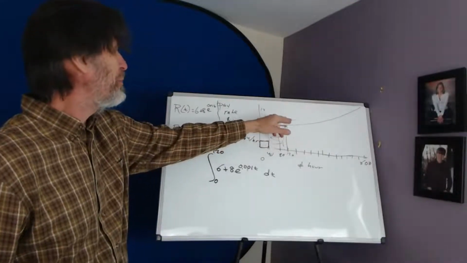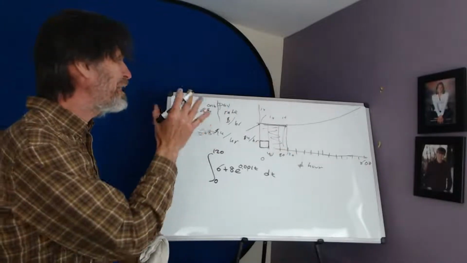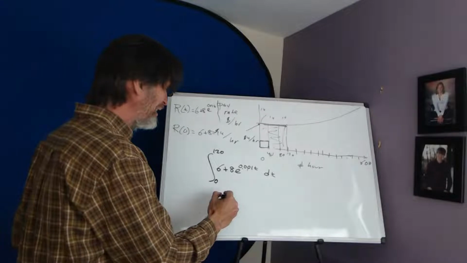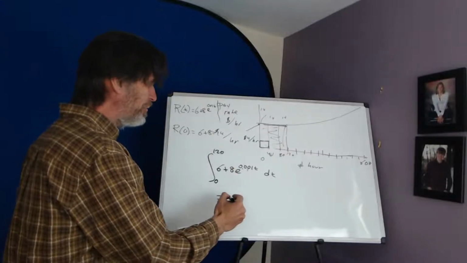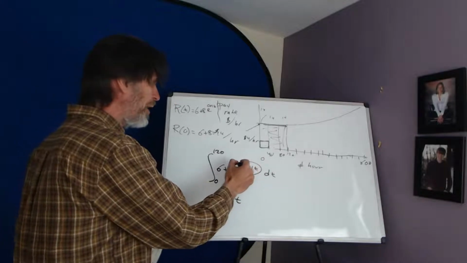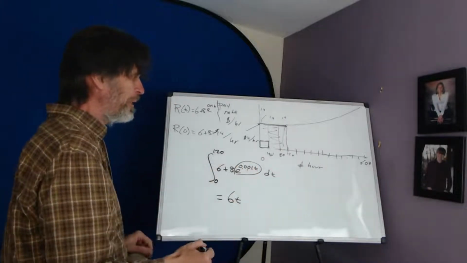That would be the difference in pay rate. That's not what we're asking. We need the area under the curve. You must take an antiderivative. Well, antiderivative of 6 is 6t. And here we have that familiar problem with e to a power.